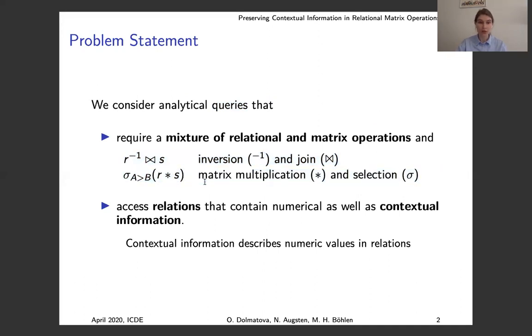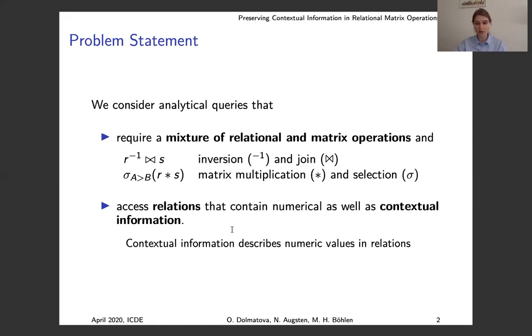We want to apply such operations to relations stored in databases and that include not only numerical but also contextual information. Contextual information includes schema and some attributes in the relations, and it describes the numerical values. This is not the first attempt to extend relational systems with linear algebra, but in our work, we focus on the processing of non-numerical values and schema in input relations during the matrix operation computations.